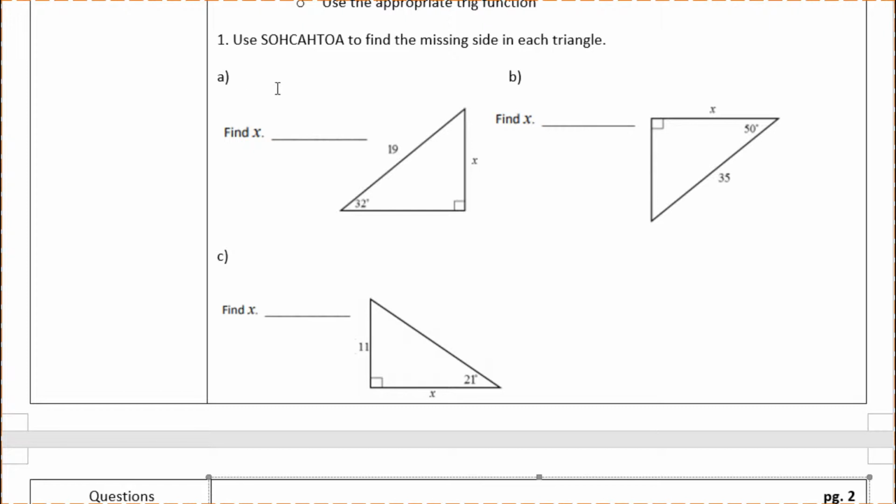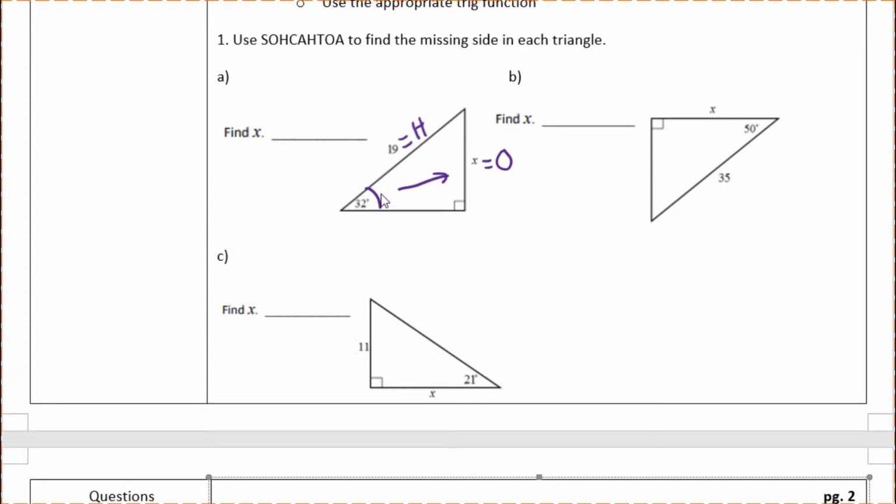Here you want to find x. In this example, you're given that it's a right triangle. You're given the angle is 32 degrees, so that's this angle here. And you're given the opposite side, so this is like your O. And then this is like your H, your hypotenuse. So you have sine of 32 degrees.